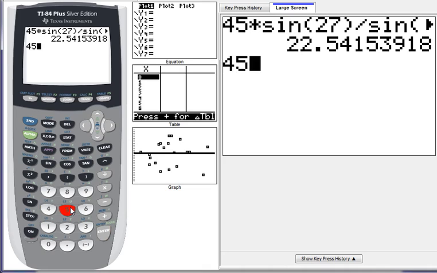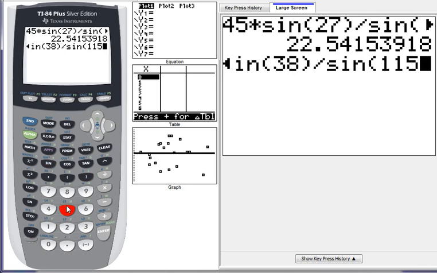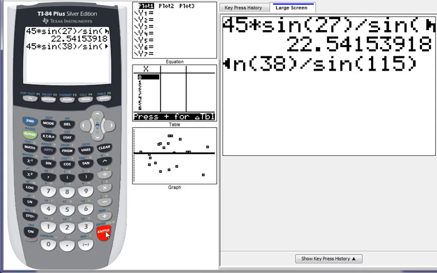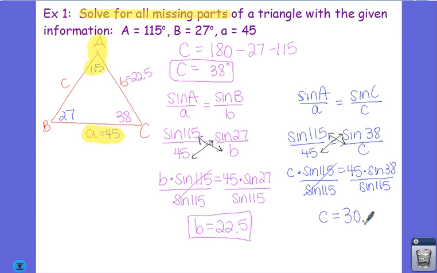45 times sine 38, close those parentheses, divided by sine 115, close parentheses. You get, and we're going to round appropriately, 30.6, since the 6 makes that round up. So 30.6. I'm going to put that over here in the triangle. And now that I have numbers in every corner and numbers on every side, I know I am done.